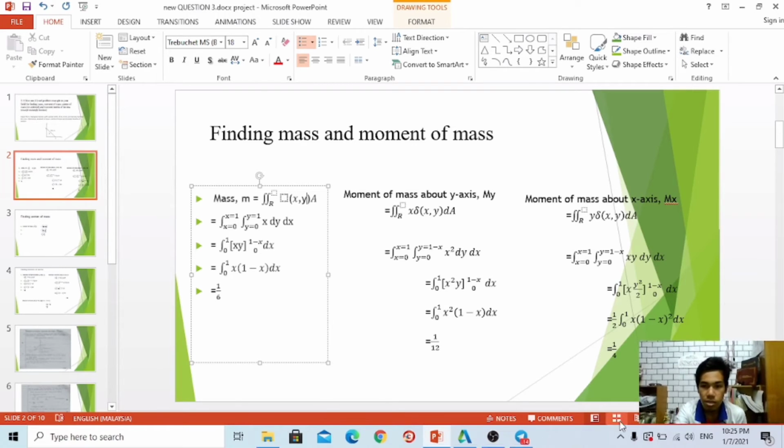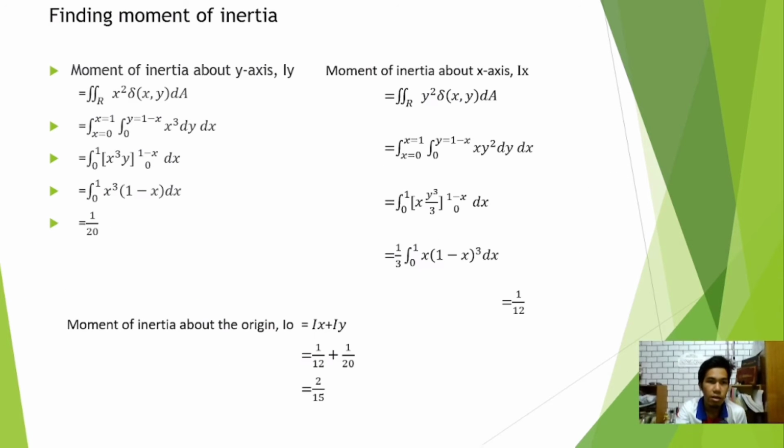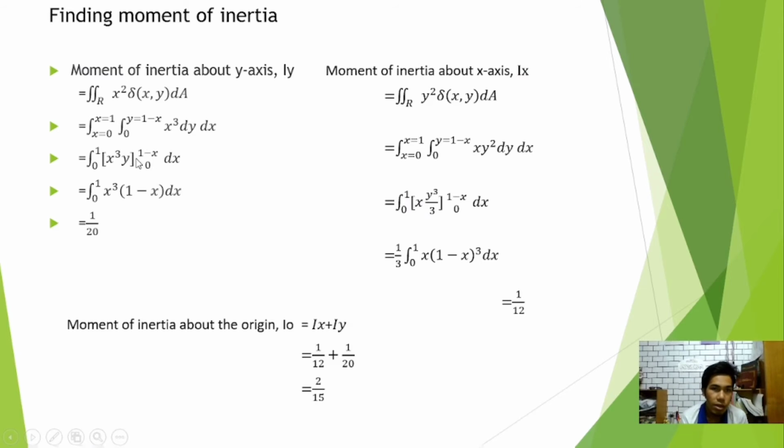For the next one, we find the center of mass. Before this, we got the answers for the moments of mass about the x and y axes. So we put them in this bracket and we got 1 over 12 divided by 1 over 6, comma, 1 over 4 divided by 1 over 6, and we got the center of mass, x is 1 over 2, y is 3 over 2. And the last step, we need to find the moment of inertia.